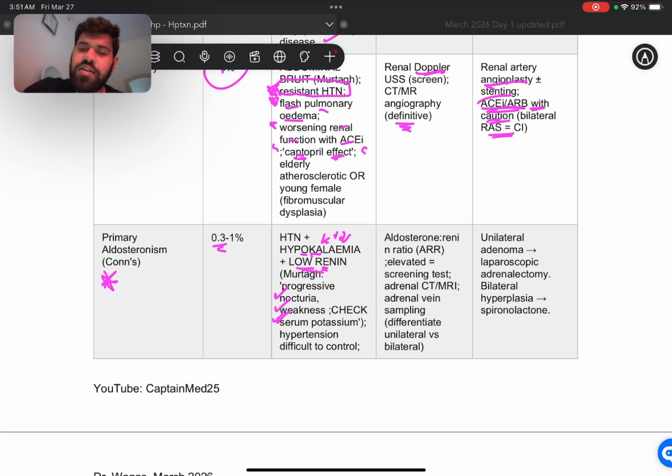All right, and in this, the key investigation is going to be aldosterone-renin ratio. If it's elevated, then you have to do screening test, and these include adrenal CT MRI, adrenal vein sampling, and differentiate between unilateral and bilateral. All right, so if we have unilateral adenoma, we do laparoscopic adrenalectomy, and bilateral, we do hyperplasia, we do spironolactones. All right.